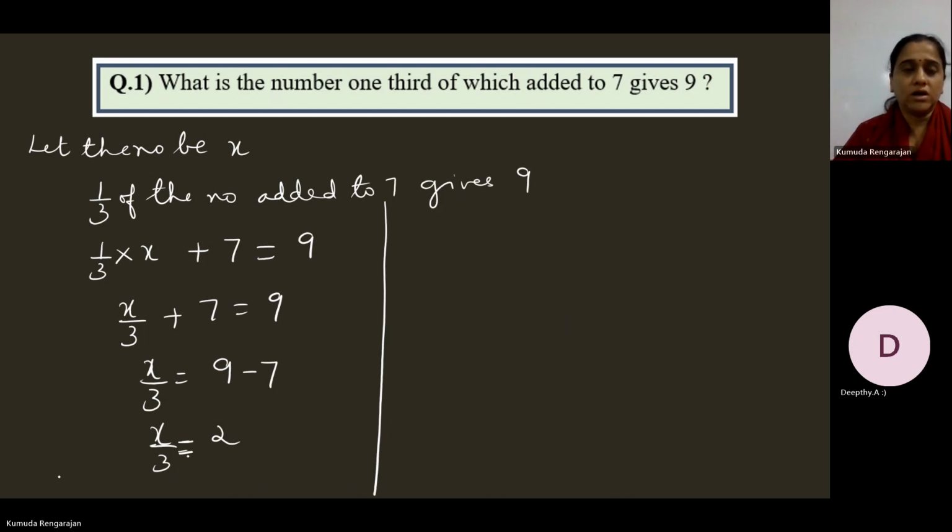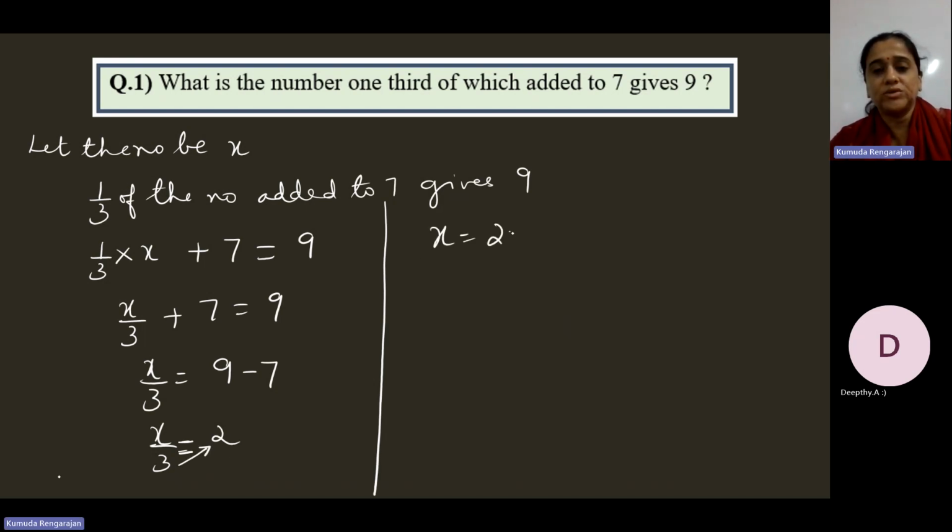Now, you can do this in 2 ways. You can just learn this new thing. So when you have a situation like this, you can say just cross multiply. That is cross multiply. So x is equal to 2 into 3. x is equal to 6.